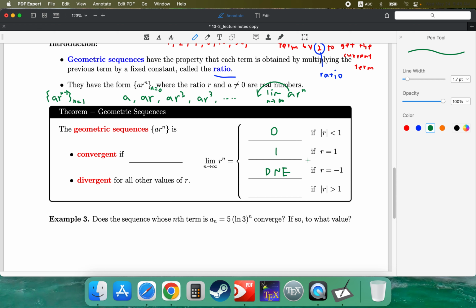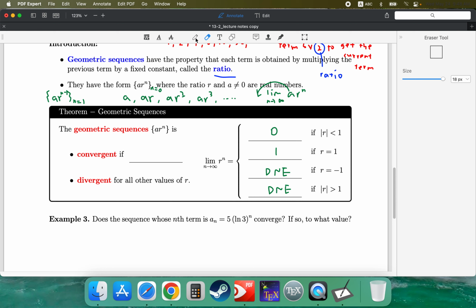Now finally, you can try the case when the absolute value of r is greater than 1. For example, you let r be 2. So you have to multiply 2 by itself infinitely many times. So you have 2 times 2 is 4, 4 times 2 is 8, 8 times 2 is 16, and you just keep multiplying by 2. Then eventually it will go to infinity, and infinity is not a number, so the limit does not exist.